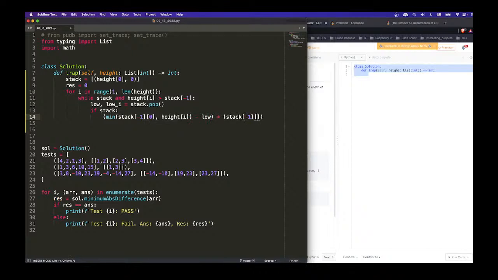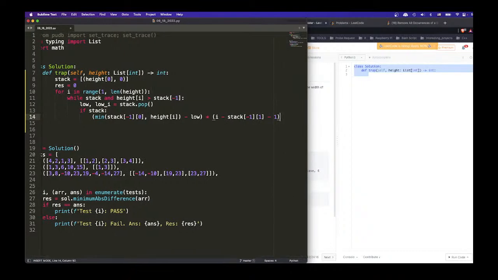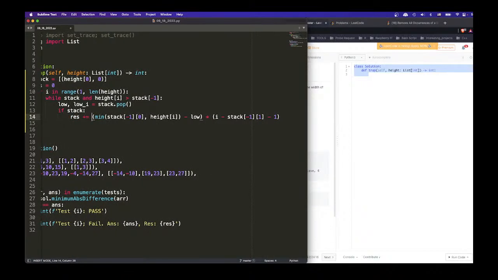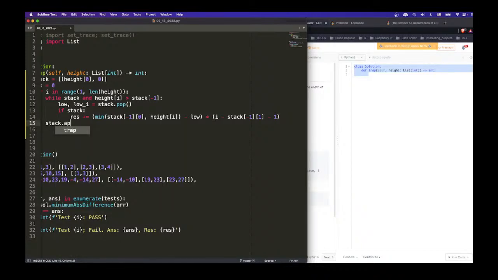Stack minus 1, 1. Right? It's the index. And then the current one, which is I, minus this, I believe we have the minus 1. So this is the amount that we can have. And I'm going to add it. If stack, we add this, then we go back. And we keep popping, right? Until there's nothing. There's nothing, stack dot append, height I.